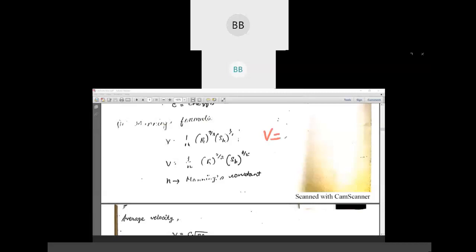Here Manning's formula is not visible properly. This is nothing but your Manning's formula, 1 by n R to the power 2 by 3 S_B to the power half. This is nothing but your Manning's formula, and the Chezy equation.